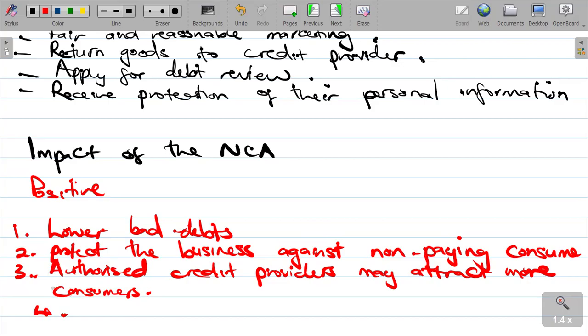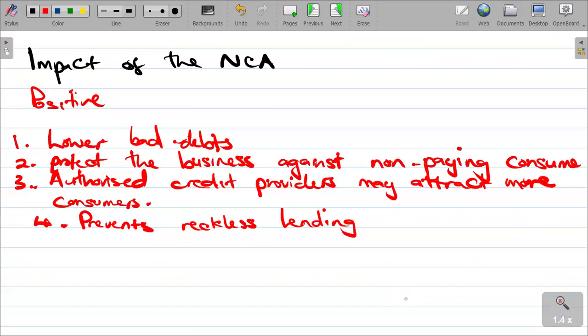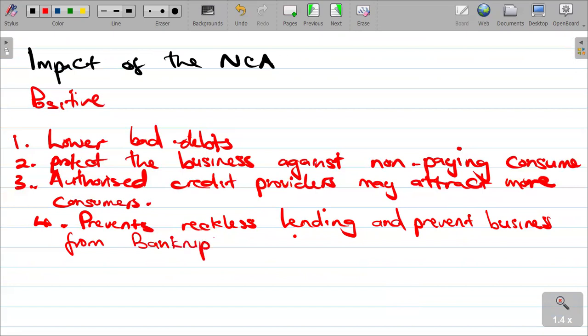Then the last one, it prevents reckless lending and prevents businesses from going bankrupt.